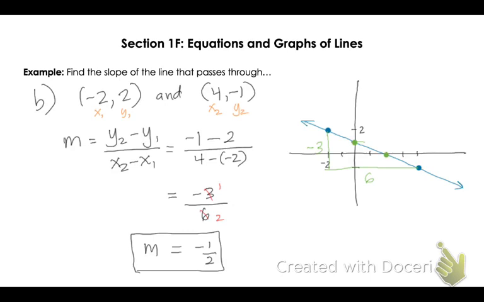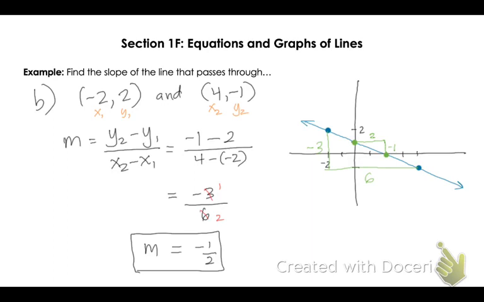Okay, so I'll draw the triangle on top, it doesn't matter where it is. If we think about it, we went to the right 2 units and we had to go down 1 unit. So rise over run, y over x, gives you that -1/2. That number is a constant for this line.